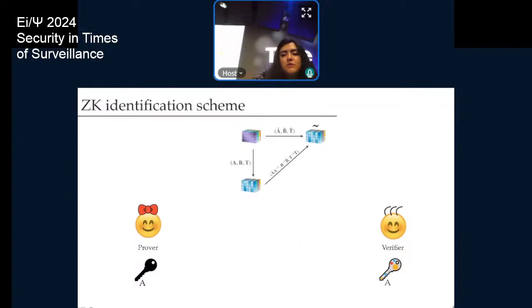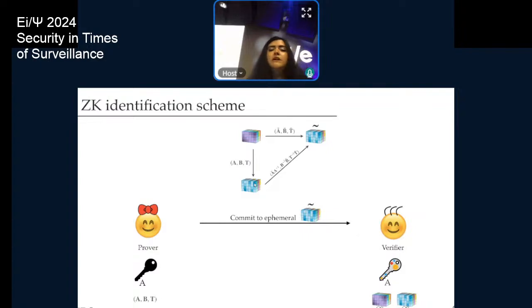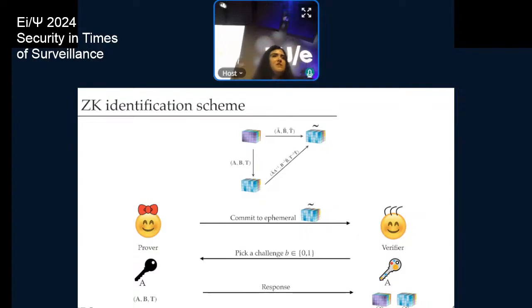And the way that the scheme is going to work is, we have this prover and verifier scheme. The secret key is this ABT, and your public key are these 2 tensors here, these 2 cubes. So as I said, first you commit, make up some ephemeral map, and you commit to it. Then the verifier will give you a challenge, which is either 0 or 1, and then you will give a response. What is the challenge?